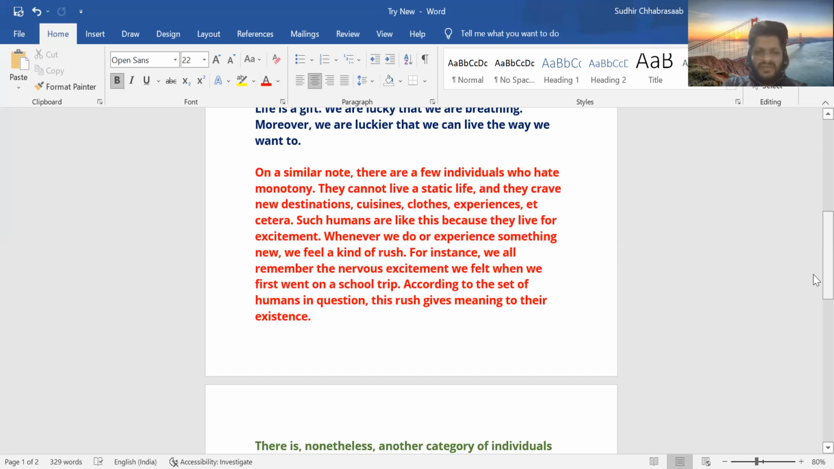We were making jokes, we were doing something obnoxious, or we were like, okay, it's a routine thing. But do you remember the first one, when we were on tenterhooks, walking on eggshells, thinking something wrong could happen, but there was some excitement also. There was some excitement also because trips are all about happiness. According to the set of humans in question, as in the first viewpoint, this rush gives meaning to their existence. So that's why they say they want to try new things and all.